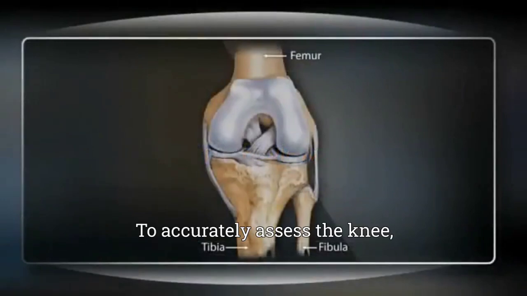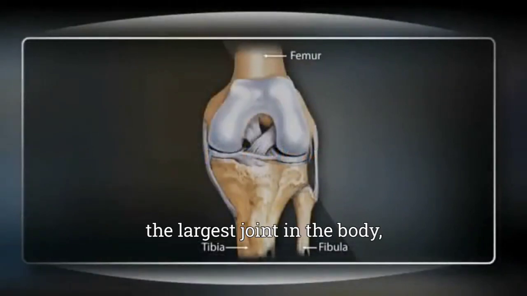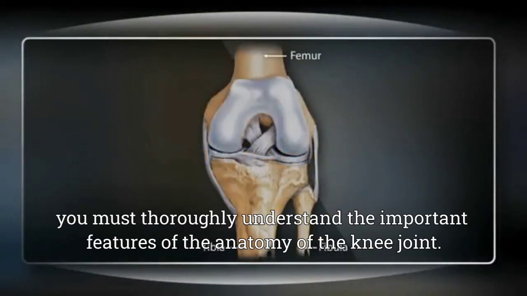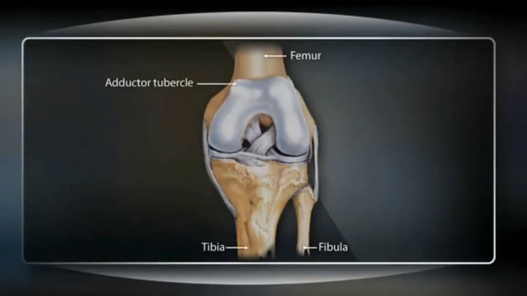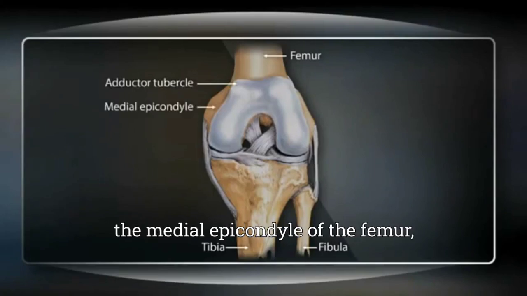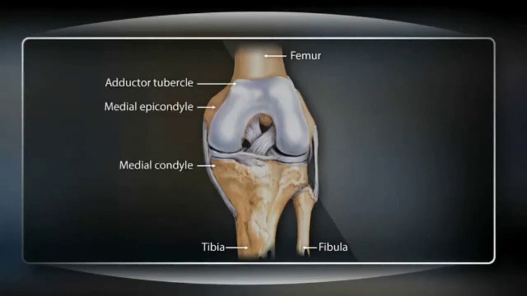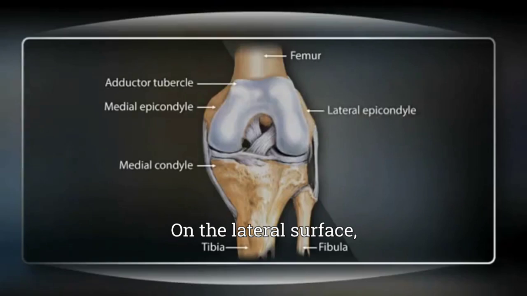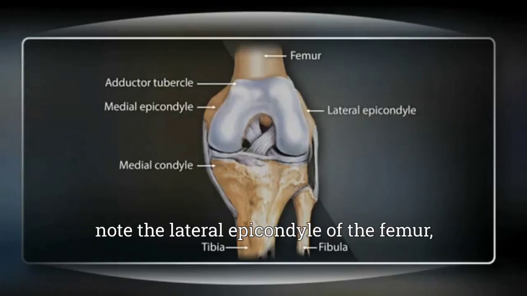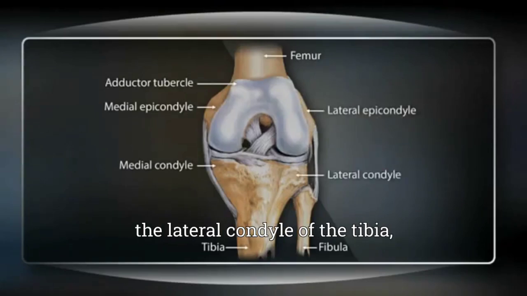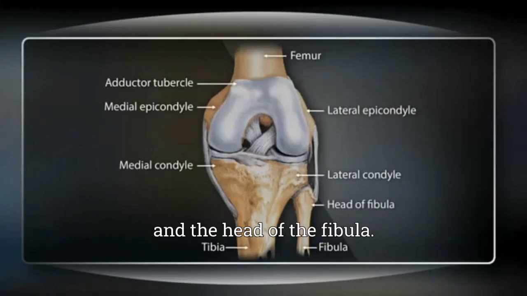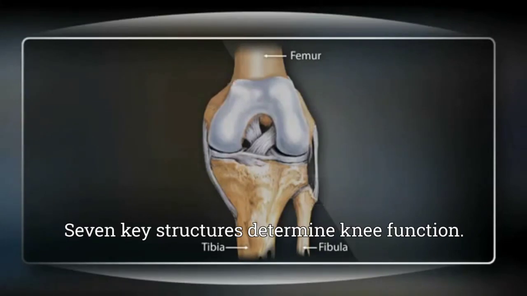To accurately assess the knee, the largest joint in the body, you must thoroughly understand the important features of the anatomy of the knee joint. On the medial surface, note the adductor tubercle, the medial epicondyle of the femur and the medial condyle of the tibia. On the lateral surface, note the lateral epicondyle of the femur, the lateral condyle of the tibia, and the head of the fibula. 7 key structures determine knee function.